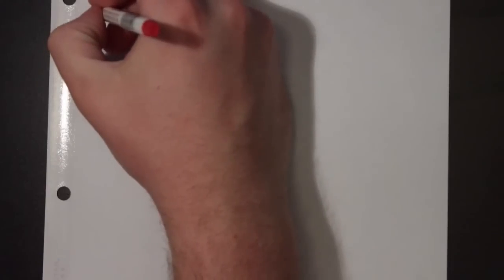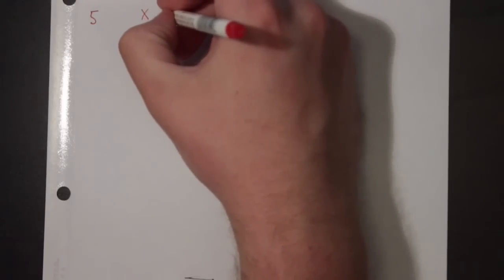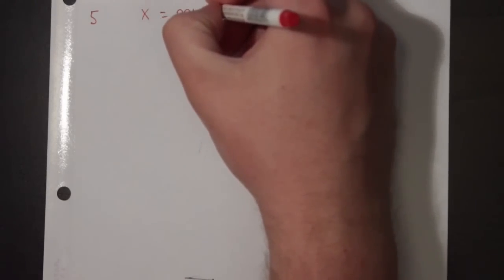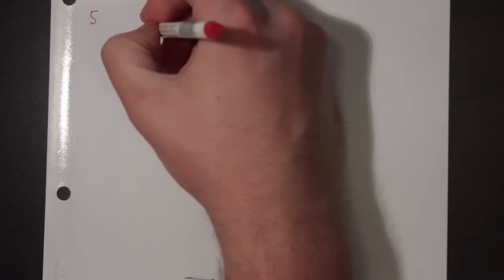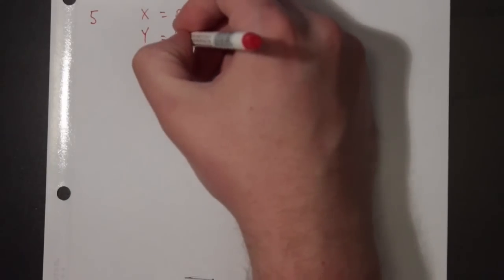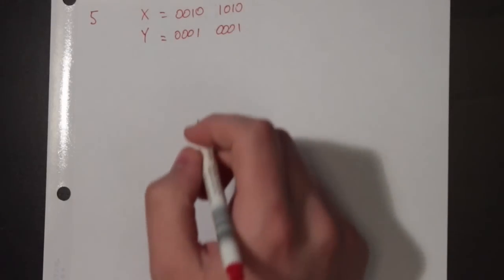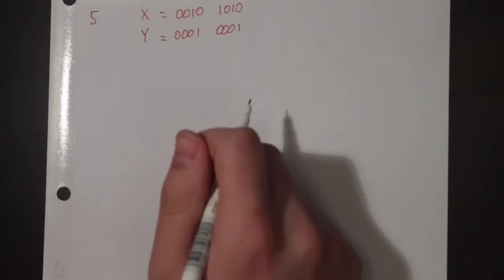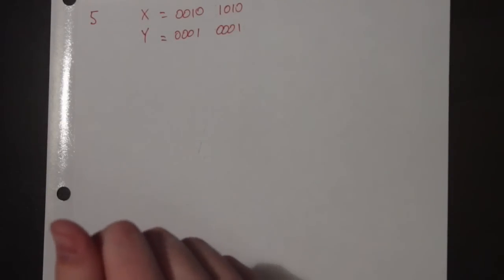Now, problem 5 is the one that I'm going to cover. It's a pretty unique problem. We're given these two values. The first one is x, which is 0, 0, 1, 0, 1, 0, 1, 0, and y, which is 0, 0, 0, 1, 0, 0, 0, 1. And we're told to perform a set on less than operation on this 8-bit ALU.